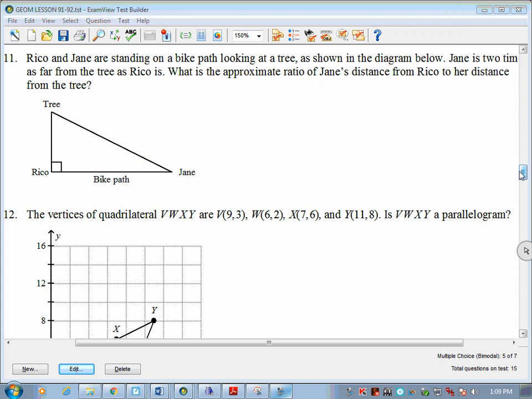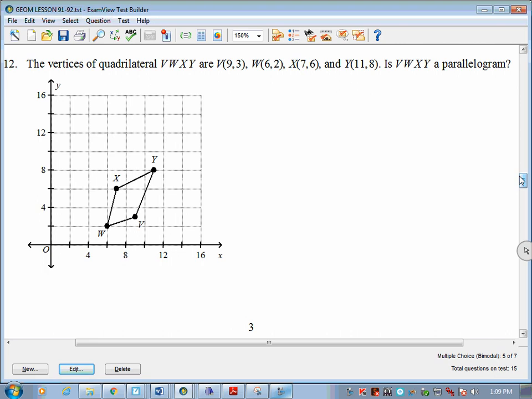All right, number 12. The vertices of quadrilateral are shown. Is this a parallelogram? Is it a parallelogram? Nope. It's not. Why is it not a parallelogram? Well, opposite sides would have to be parallel, right?